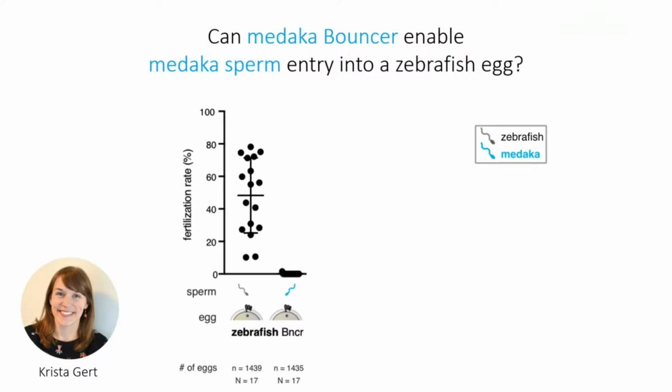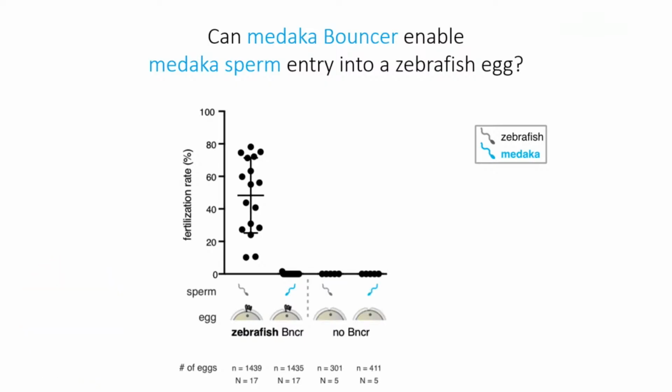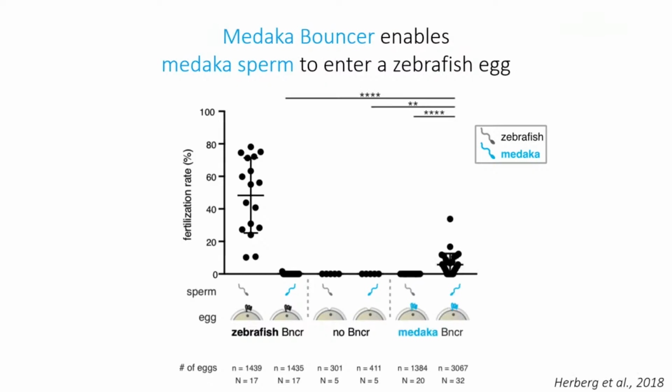So in a normal situation, you have zebrafish Bouncer on the zebrafish egg, and zebrafish sperm can fertilize, but Medaka sperm cannot. So this was not surprising. This was known. When we don't have Bouncer protein on the zebrafish egg, none of the sperm can get in. Yes, it's essential for fertilization. And what was a really surprising result was when we now express Medaka Bouncer on the zebrafish egg, Medaka sperm can fertilize, but zebrafish sperm can no longer get in. So this experiment really allowed the wrong species' sperm to fertilize the zebrafish egg.